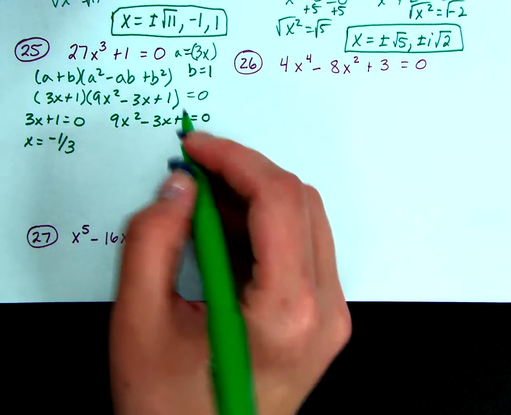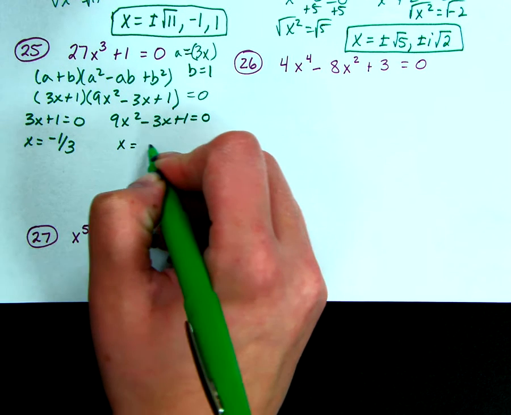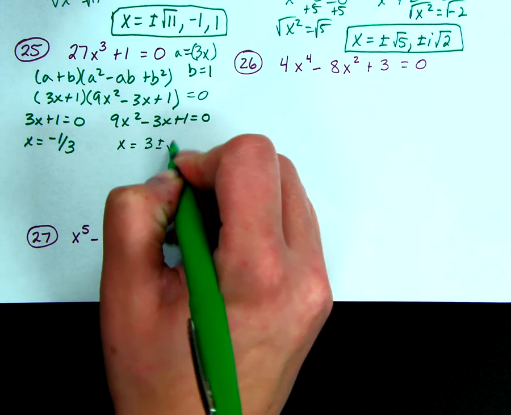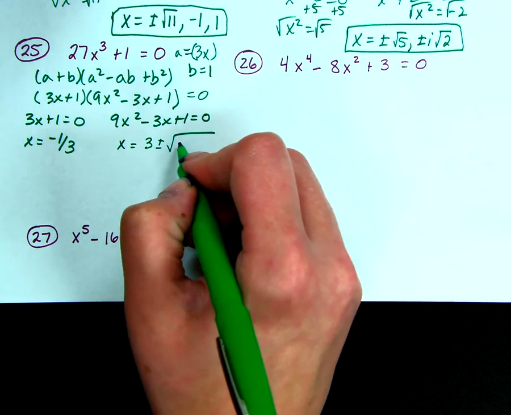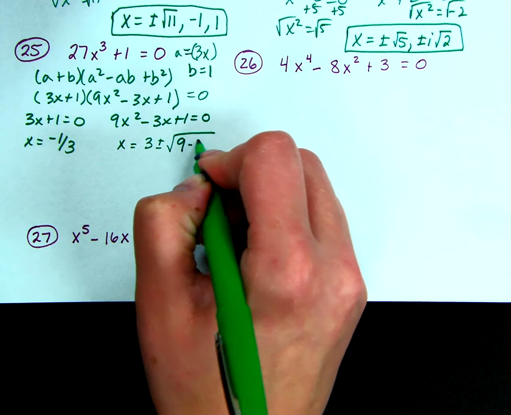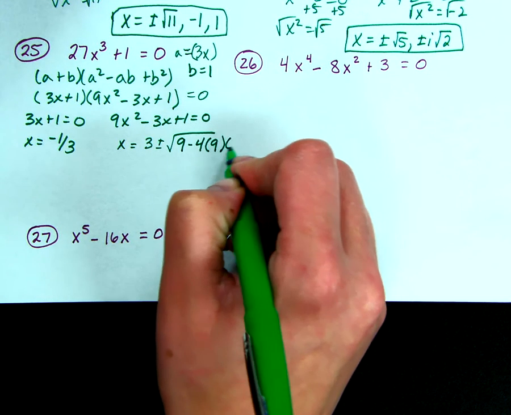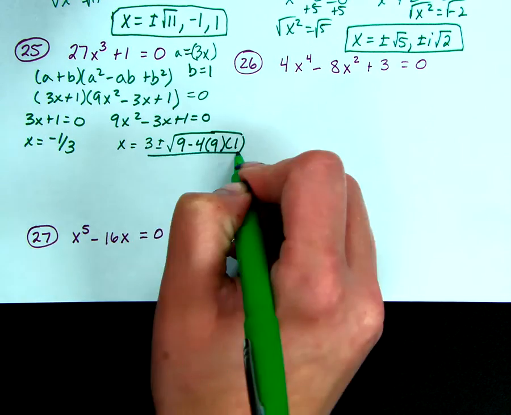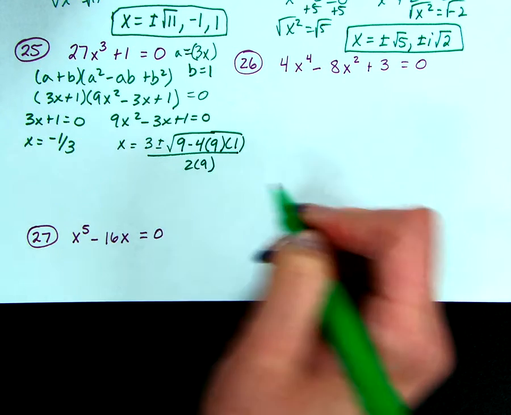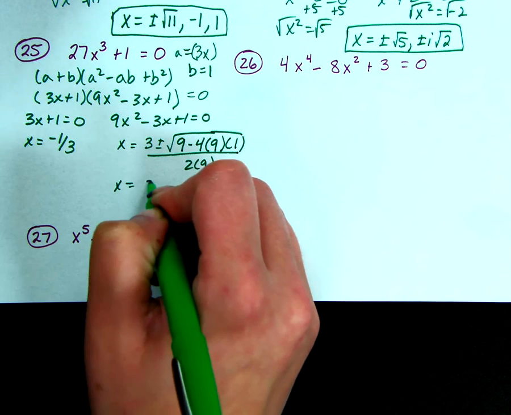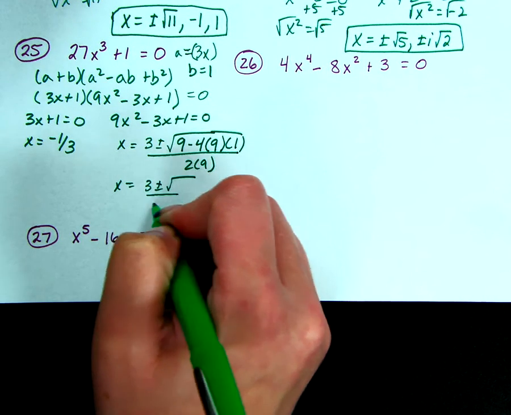And then here we have to solve by quadratic formula. So x equals 3 plus and minus the square root of b squared, so 9, minus 4 times a times c, all over 2 times a. And then we just simplify that as much as we can.